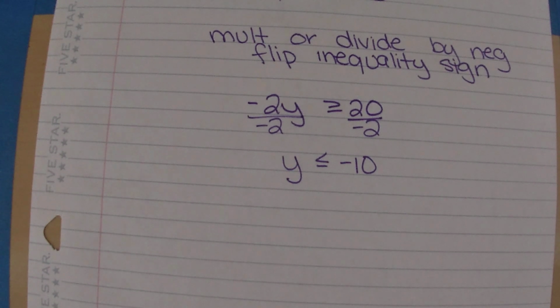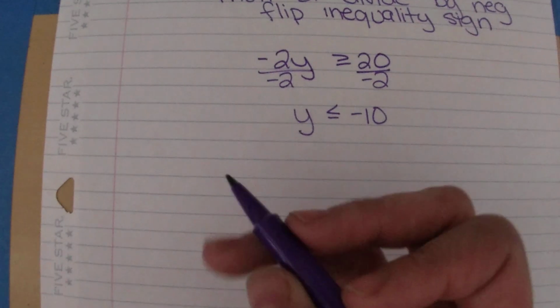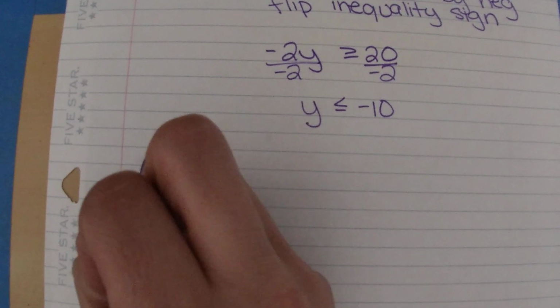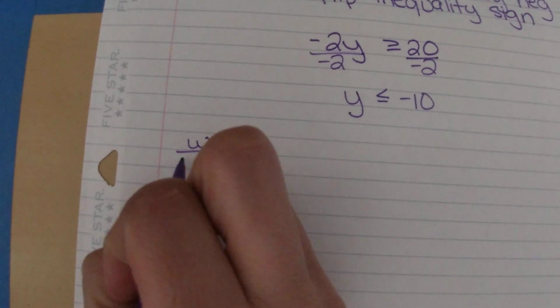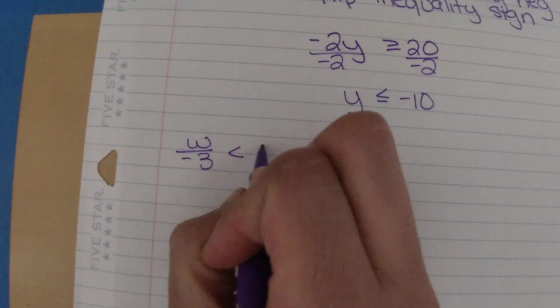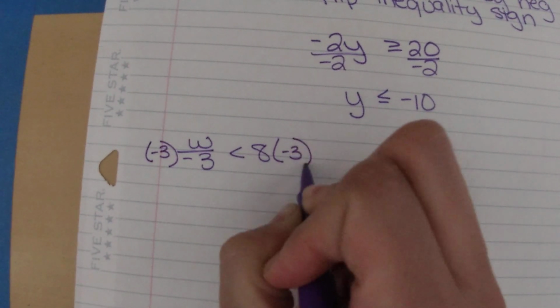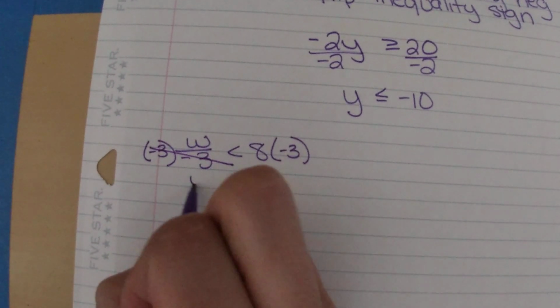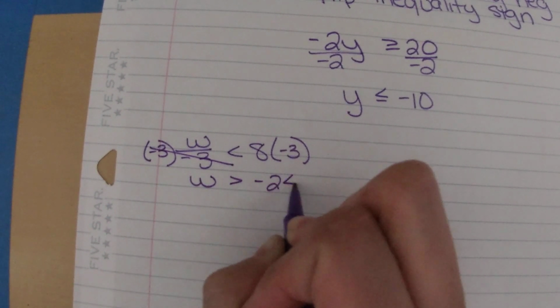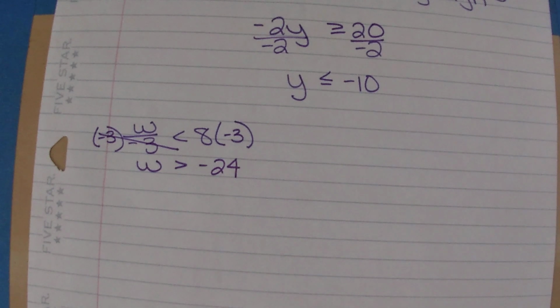Okay, same thing with multiplication. So if we have something like w over negative 3 is less than 8, right? And we multiply by negative 3, we are multiplying by a negative, and so that is a reason to flip the inequality sign. Whereas if we are doing anything with addition or subtraction, that is not a reason to flip the inequality sign.